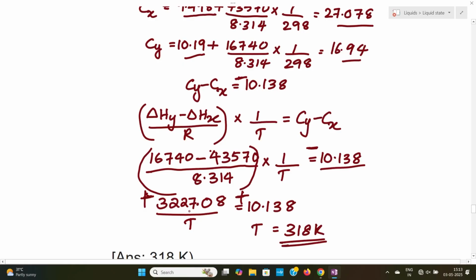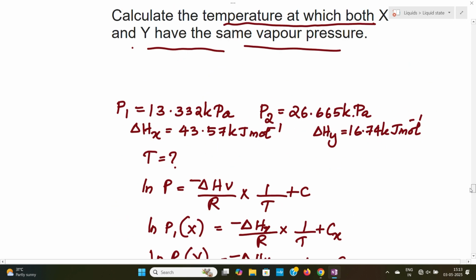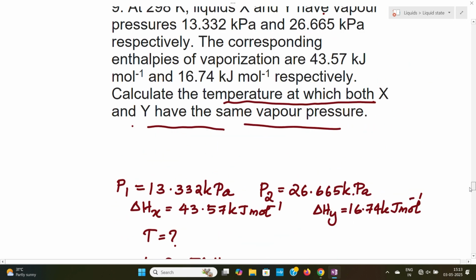When we subtract and divide it by 8.314, we get the value of 3227.08 divided by T. And here we have the value of 10.138. Then from this, 3227.08 divided by 10.138 is nothing but 318 Kelvin. That is the temperature when the vapor pressure of the X and Y liquids are equal.